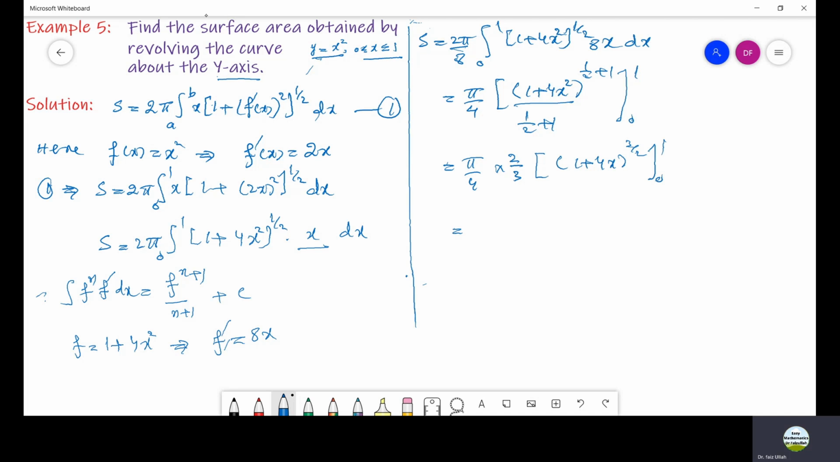Now let us put the limits. Here we get pi divided by 6, and from this we can get, if I put 1, we get 1 plus 4, that is 5, 5 power 3 by 2. If we put 0, we get 1 power 3 by 2. Now if we further simplify this, we have pi by 6 into 5 into under root 5 minus 1, and that is the required surface area.